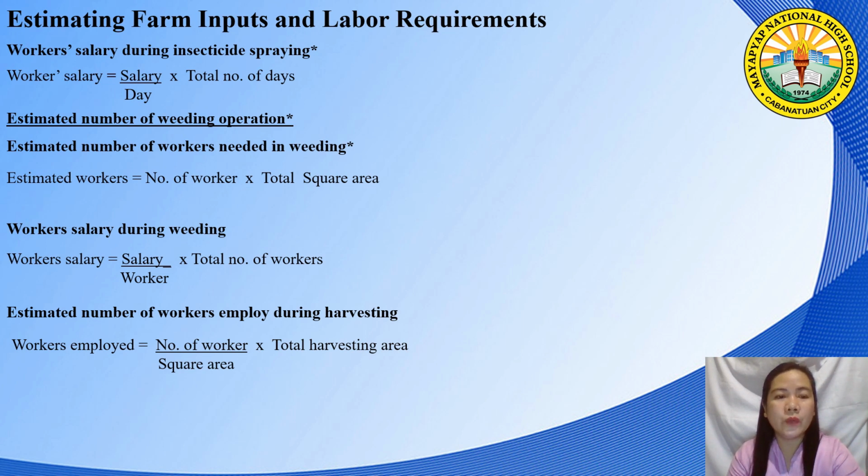Worker salary during weeding. To compute, we can use this formula. Worker salary is equal to salary per worker multiplied by total number of workers. And for the estimated number of workers employed during harvesting, you can use this formula to compute. Workers employed is equal to number of workers per square area multiplied by total harvesting area.